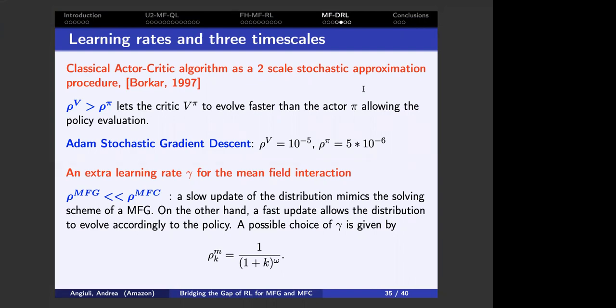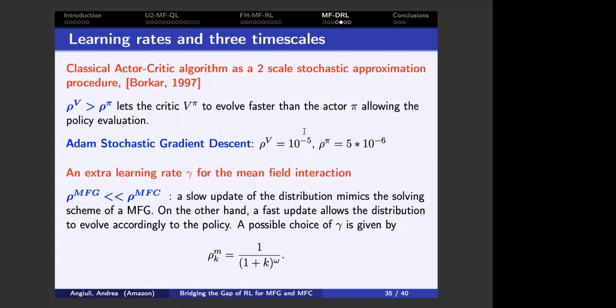what we want to do is essentially something that reminds me of the mean field game problem. You want to freeze the policy in order to evaluate the corresponding value function. And since we are using 2 neural networks, we applied the Adam stochastic gradient descent approach with this choice of learning rates. And for the mean field interaction, the learning rate that is used depends on the choice of the problem.